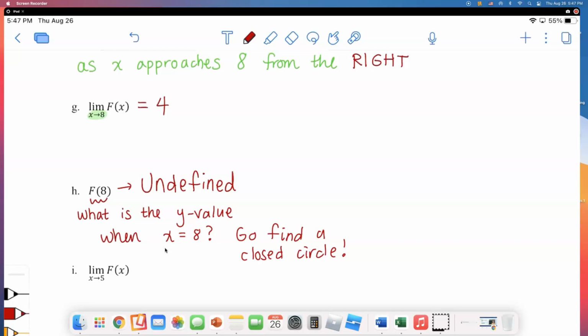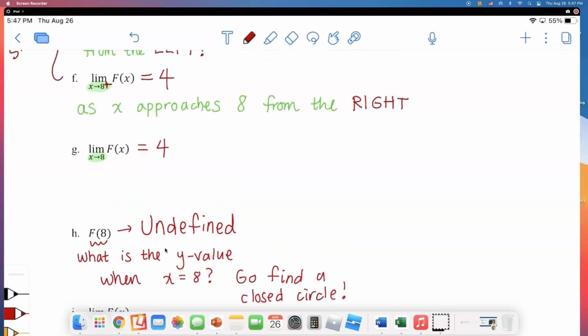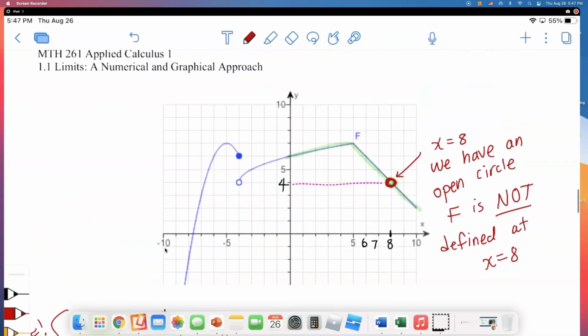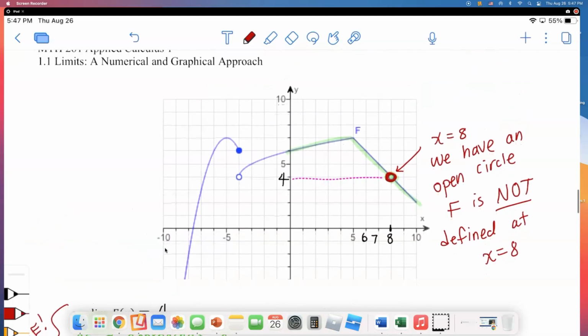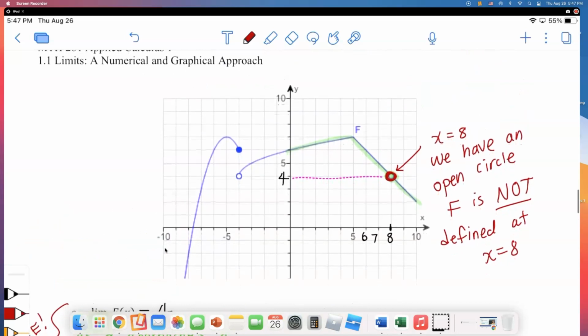And remember a little preview of continuity. If the limit and its function value are the same, then the function is continuous. But as you can see, this function is not continuous at x equals 8 because we have a hole here.